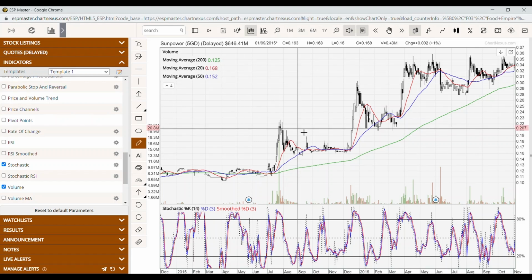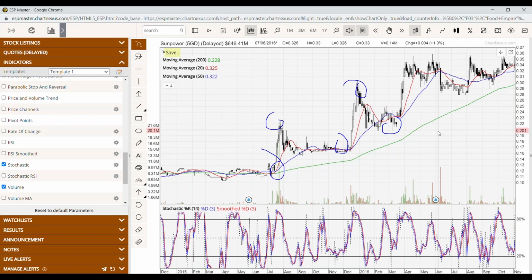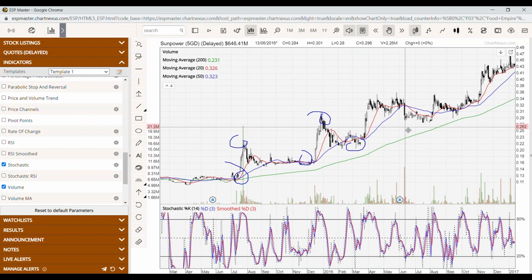Uptrend, confirmed. 1, 2, 3, 4, higher high, higher low. Then we start looking for opportunity. Yes, you might miss out the first part, but that doesn't matter. It happens to all of us. Even an expert trader will wait for an opportunity like this. Even though you have missed the boat, it doesn't matter. Look for another opportunity.